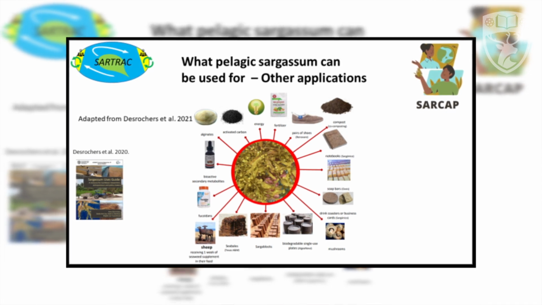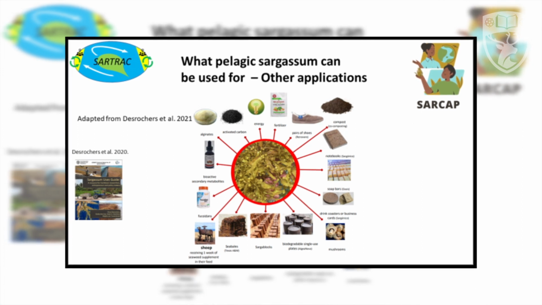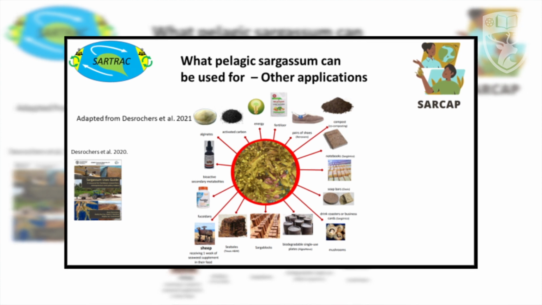And another, I think more recent, application is the use of seaweed to produce fibers. The fiber that you are going to use to make clothes. And for example, it's a way of replacing cotton to make clothes.